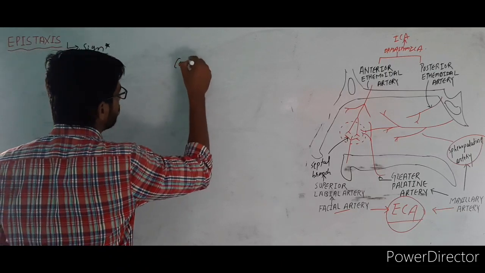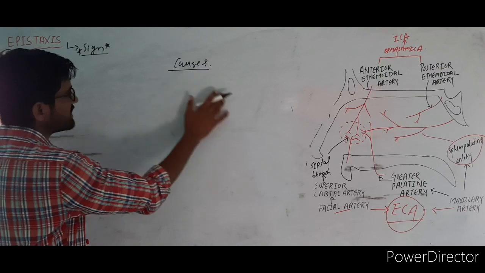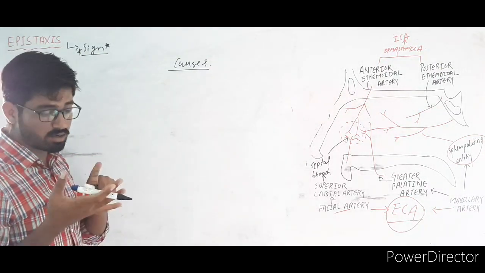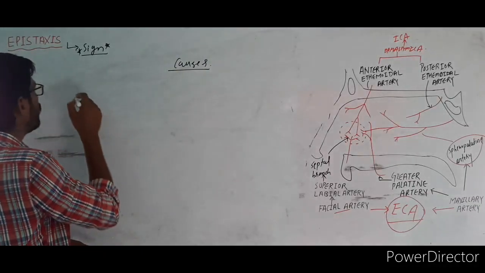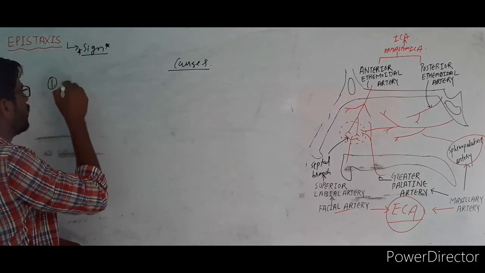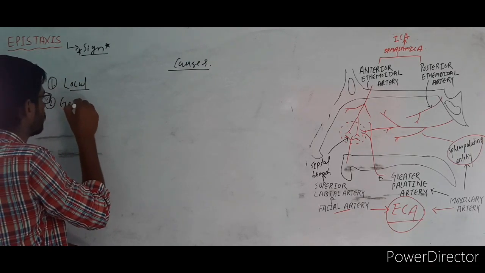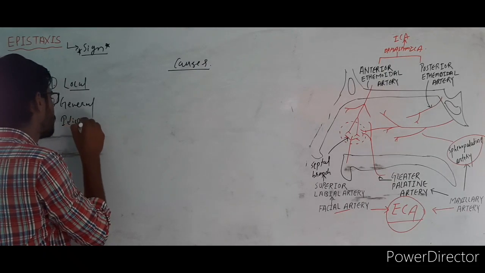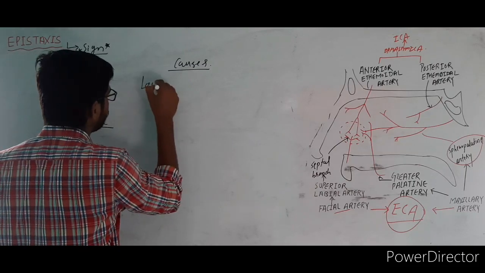Now, causes. What can be the cause? The causes of epistaxis are divided into three parts. One is the local cause, second is the general cause, and third is the idiopathic cause.